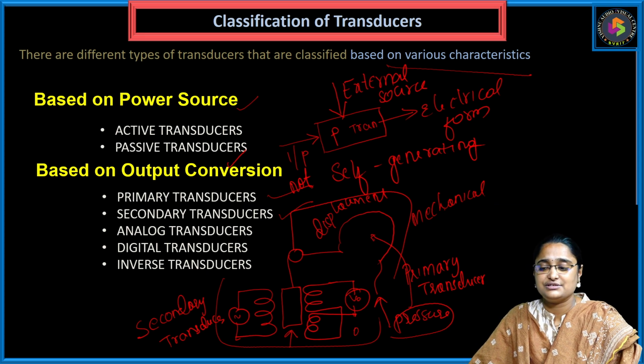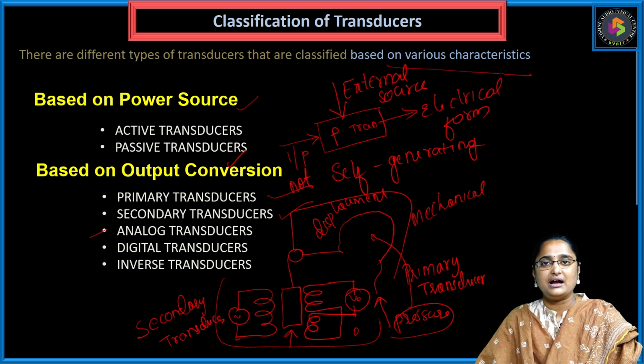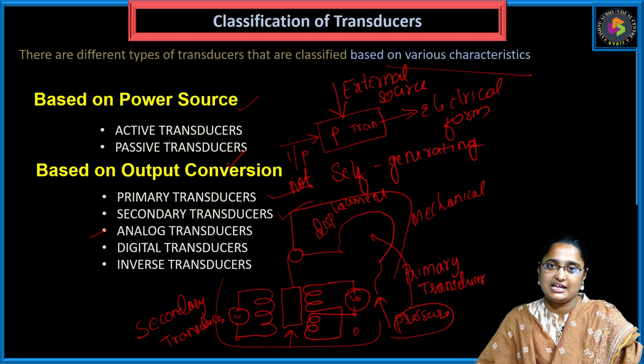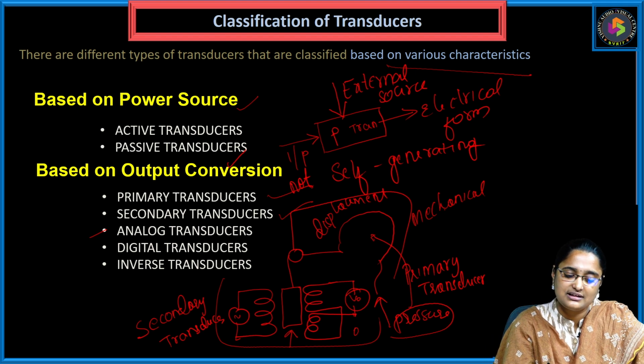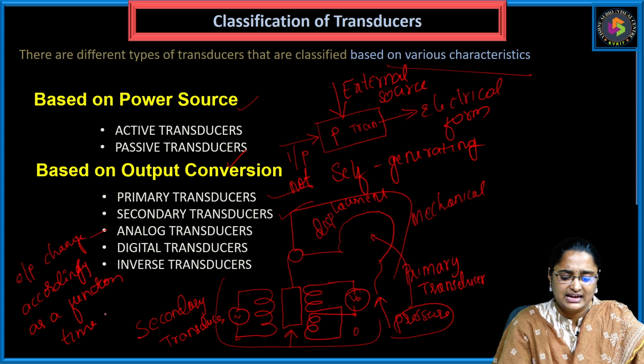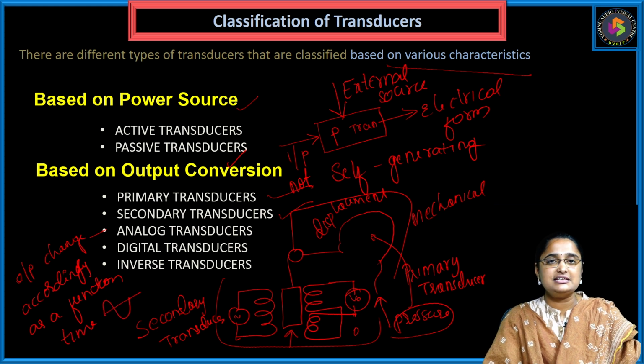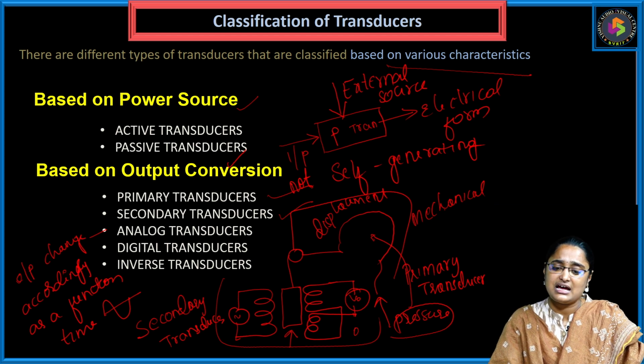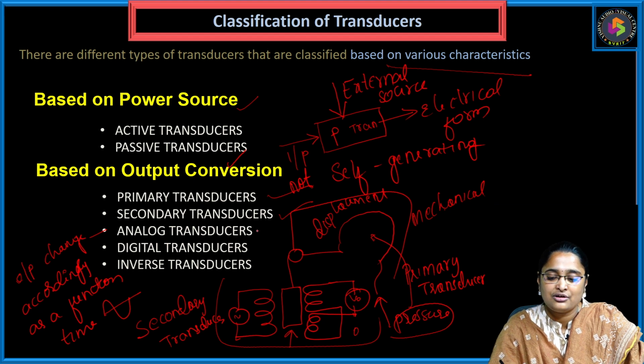Now we have analog transducers. Analog transducers are nothing but what we have seen in our day-to-day life, where you get an analog signal. So what is an analog transducer? The output of an analog transducer changes accordingly as a function of time. Usually we get some kind of waves as the output of these transducers. You can take a CRO, where a sine wave is displayed, as an analog transducer.